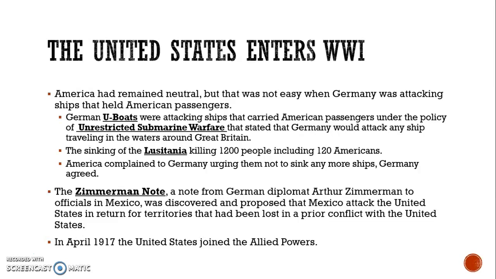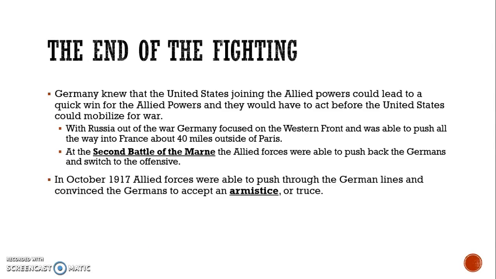the war, Germany would give Mexico back the territory that had been lost in a prior conflict with the United States. In April 1917, the United States ended up joining the Allied powers, who they felt were more their allies, Great Britain and France. Germany knew that the United States joining the Allied powers could lead to a quick win for them, and that they would have to act fast before the United States could mobilize.